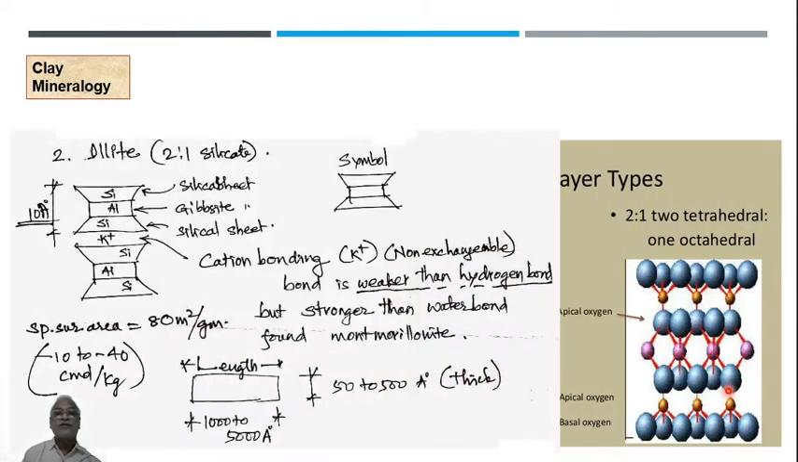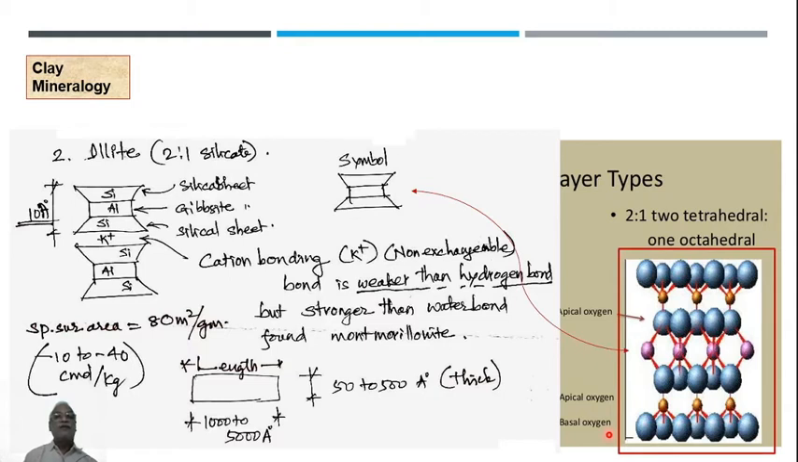In the same picture, here is the 2:1 clay, the next clay; the first one was kaolinite, 1:1. Now this is 2:1, which is called illite. Now the basic building block symbol will be like this, because it is a 2:1. Okay, so that is the one basic structure or fundamental building block. The same thing will be shown there. Again, that one is taken as one layer.